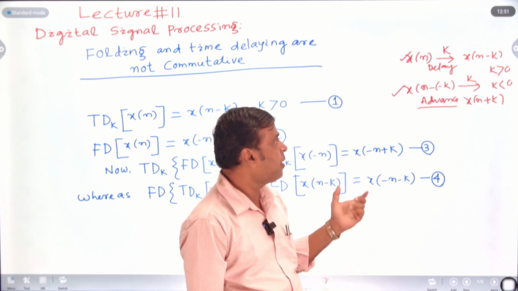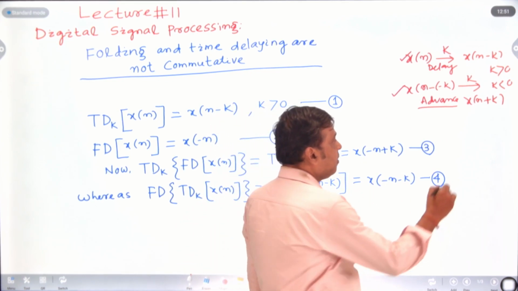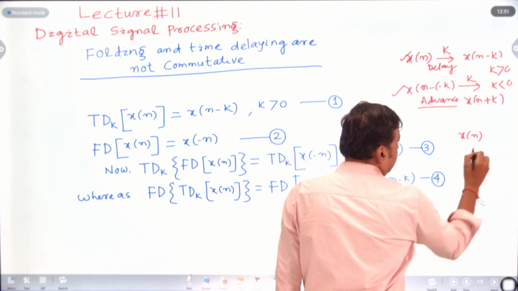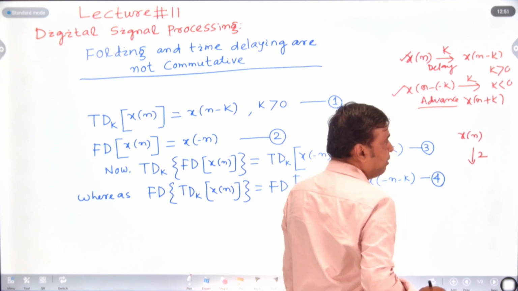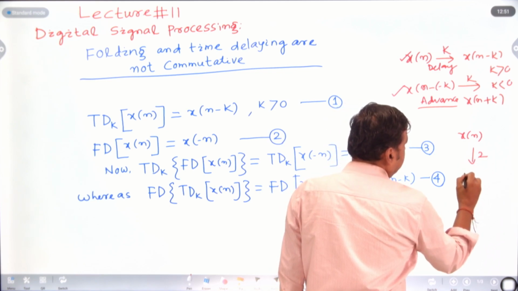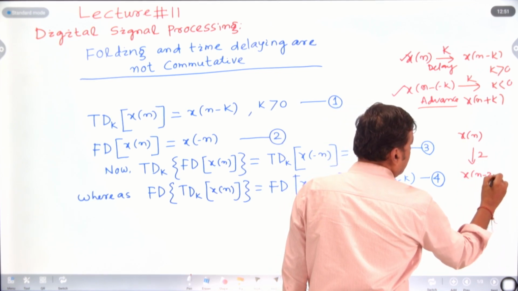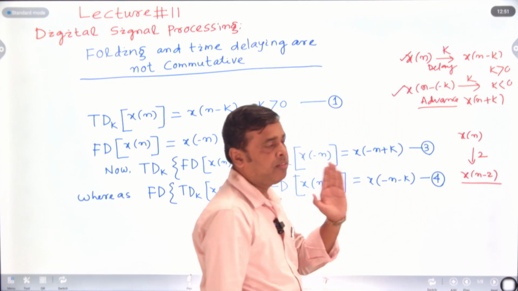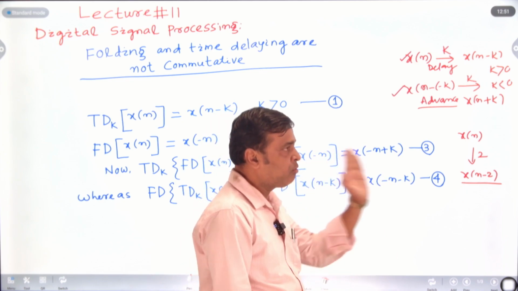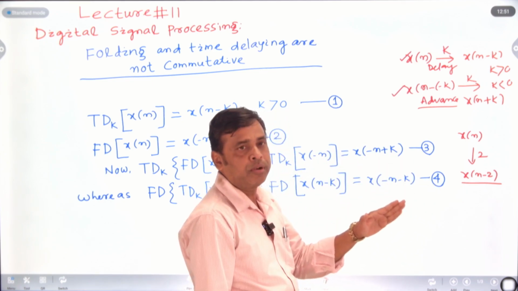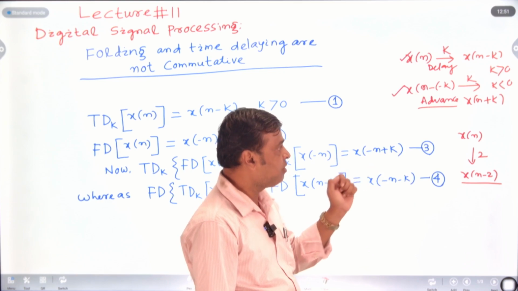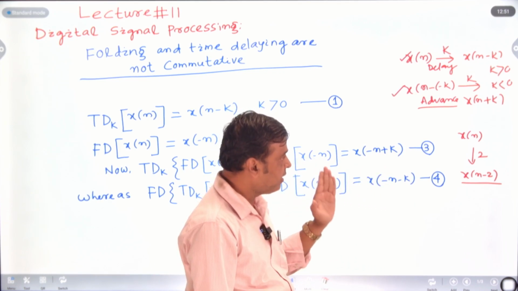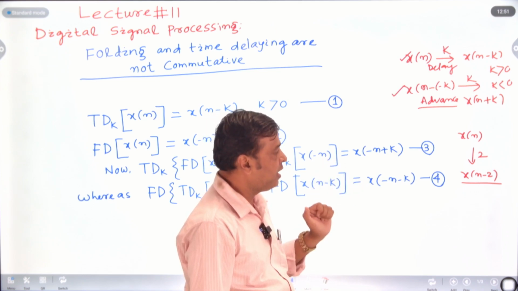Suppose a discrete signal x of n is given, and the delay is 2 units of samples. It is nothing but x of n minus 2. In graphical representation, each sample is shifted toward the right by 2 units, but if you represent x of n in sequence representation, the arrow mark shifts to the left. This is a fundamental concept of how you shift the signal x of n.